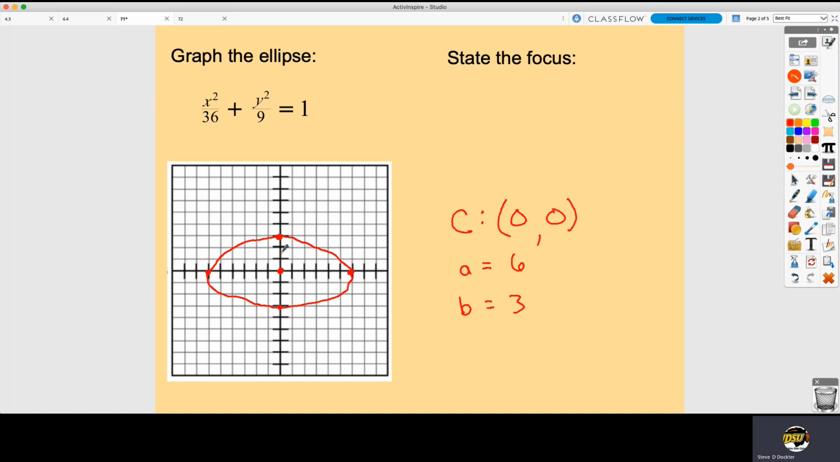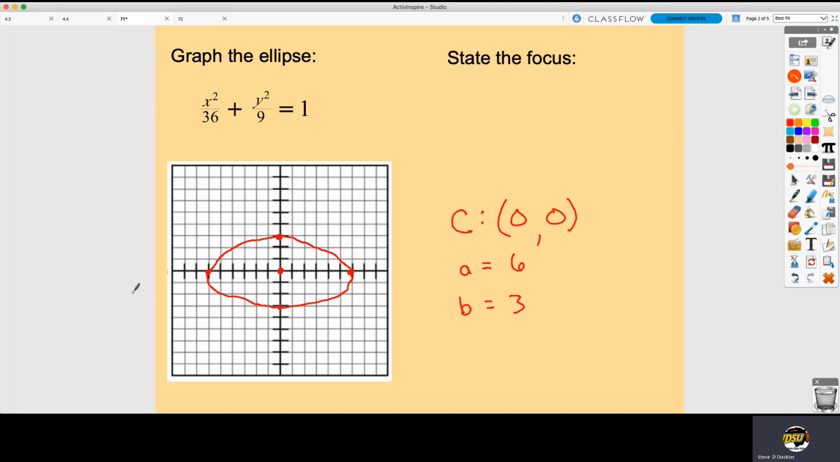Now, what we will see later on in some of our problems is your first step for this is, remember when we factor, you have to have it set equal to 0. When you are doing an ellipse, you have to have it set equal to 1. So if it's not set equal to 1, you got to make it set equal to 1.